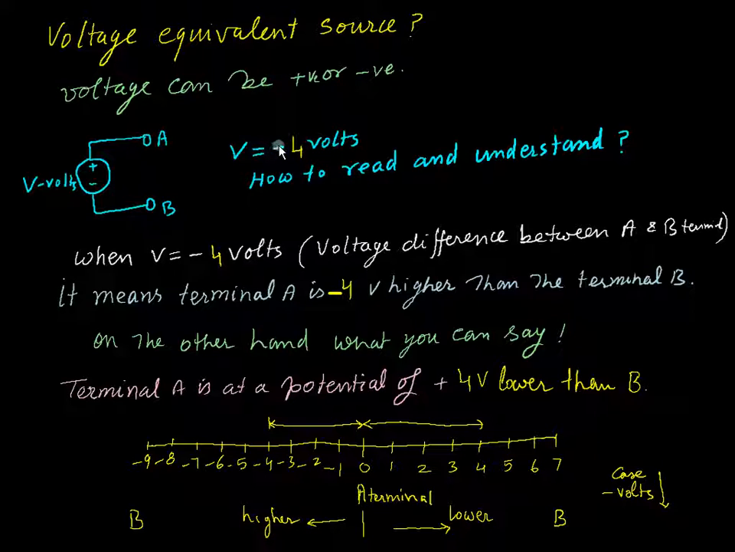So I have considered here an example of minus 4 volts. How to read and understand it? As we know, according to the notation, terminal A is at higher potential and terminal B is at lower potential, but V is given as minus 4 volts. So we will read it as terminal A is at minus 4 volts higher than B, or on the other hand, terminal A is at plus 4 volts lower than B. In this way one can read it.